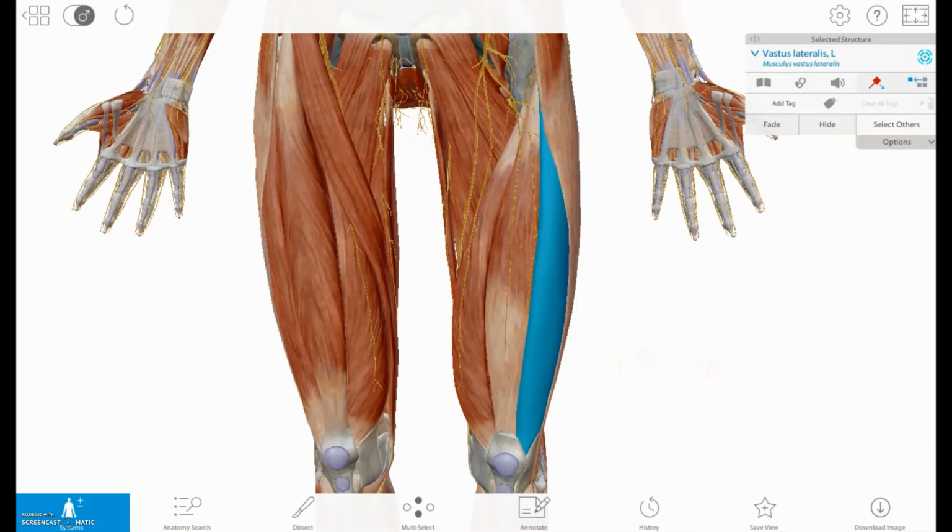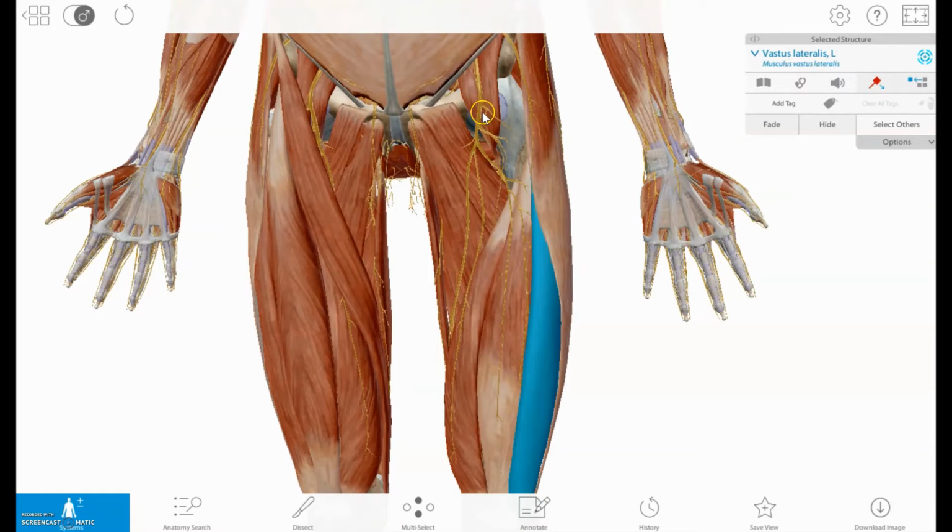Now moving on to the nerve that innervates all 5 of these muscles. If we select this nerve right here, we can see that it's the femoral nerve. And this femoral nerve is going to be innervating all 5 of those muscles. So that would be sartorius, biceps femoris, vastus medialis, vastus intermedius, and vastus lateralis.